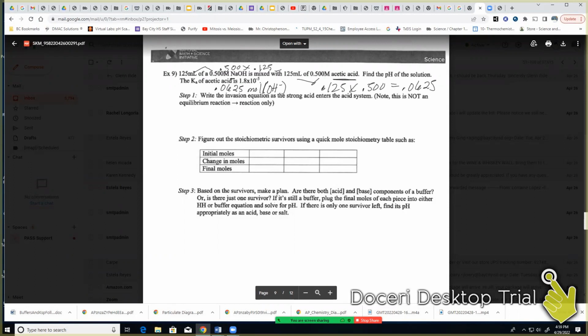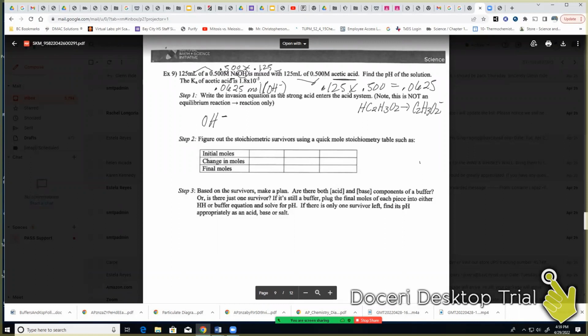So since I have a strong base, my invader is going to be my hydroxide. If it would have been an acid, then it would have been the H+. Now, at this point, you have to think about what you have. I have acetic acid, and you've got to know some of your polyatomic ions. If not, you might get lucky and find them somewhere else in the test. That's my weak acid, and then I'm going to have its conjugate, which would just be the acetate.